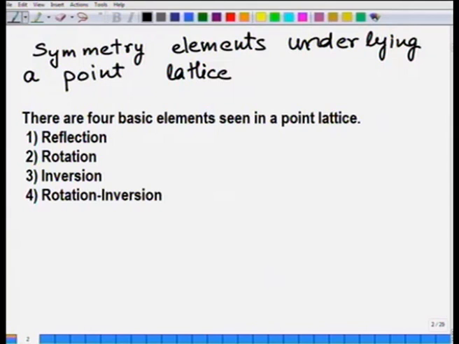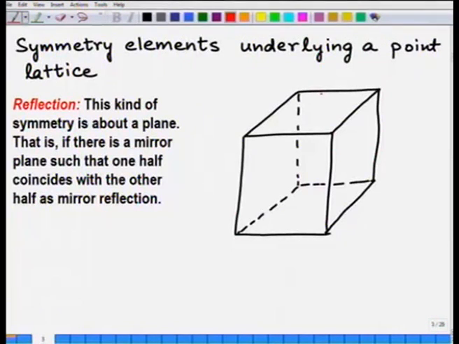One is, of course, reflection. That means, let's do an example. Let's say something like this. Imagine this lattice, and in this you imagine a plane which is looking something like this. Imagine this plane.